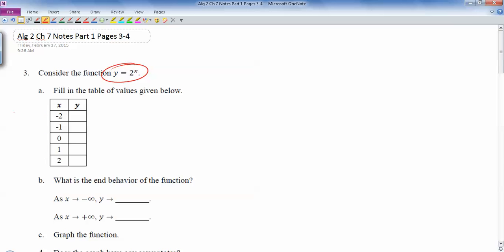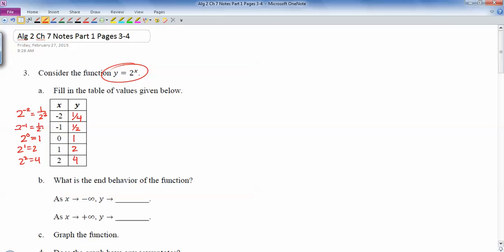If I have 2 to the -2, remember, to get rid of that negative exponent, you can just flip the thing over to the bottom. This would be 1 over 2 squared, which is 1 over 4. So I'm going to put 1/4 right here. If I do 2 to the -1, that's going to be 1 over 2 to the first, so just 1/2. Anything to the 0, not 0 to the 0, but anything else to the 0 is going to be 1. 2 to the first is 2, and 2 squared is 4. So then I get a 2 here and a 4 here.